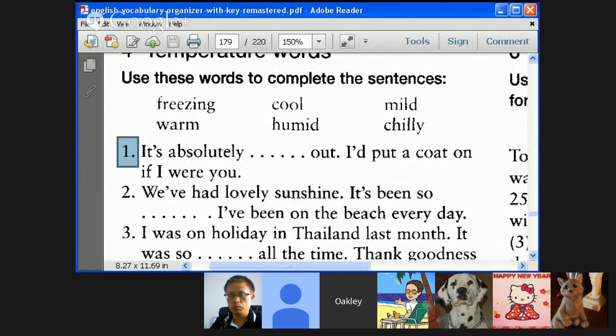It's absolutely cool out. I'd put a coat on if I were you. Actually, I think there's a better choice here: freezing. We tend to use more extreme adverbs with more extreme adjectives. It's a little bit cool out. It's kind of cool out. We use very mild adverbs with very mild adjectives. We use very extreme adverbs with extreme adjectives, like extremely, in fact, absolutely freezing out. This is not a rule by any means, but a general English rule of thumb is that extreme adverbs go with extreme adjectives. So I would definitely choose absolutely freezing out. Okay, number two.